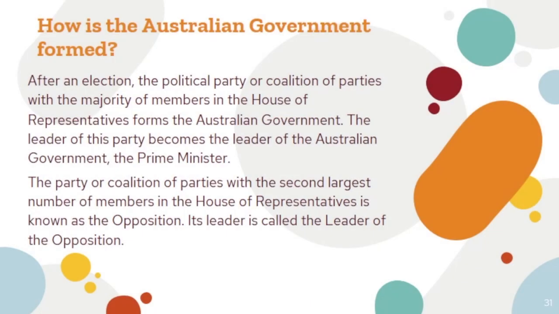After an election, the political party or coalition of parties with the majority of members in the House of Representatives forms the Australian government.